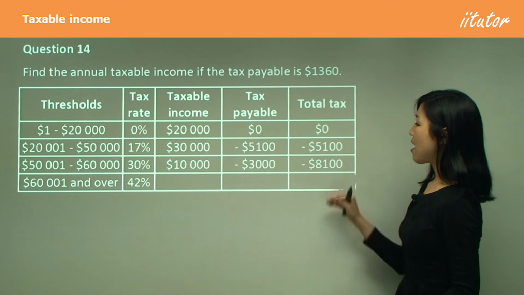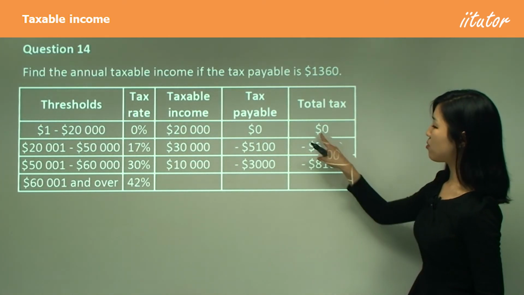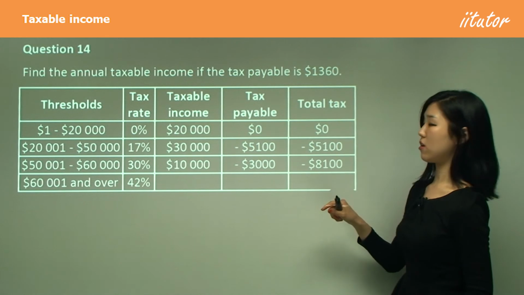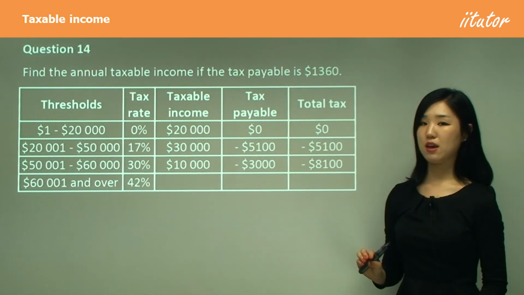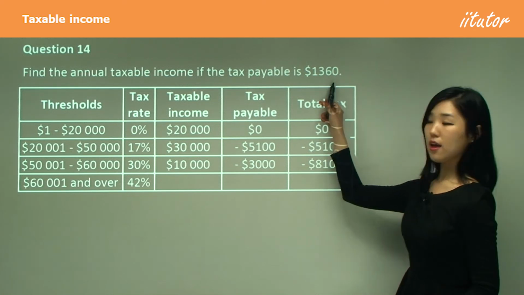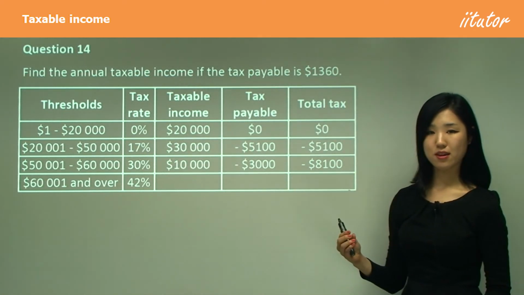1,360. Have a look at the total tax that we paid, because that's the total tax we paid. So it lies between 0 and 5,100. It's going to be in the second one. So we have to have 17%. So that divided by that should be your taxable income, isn't it?